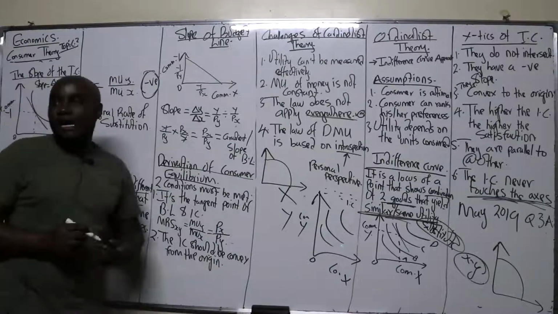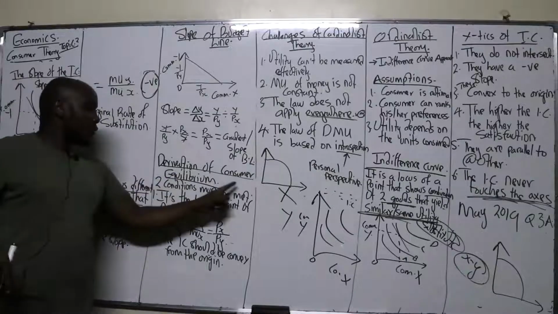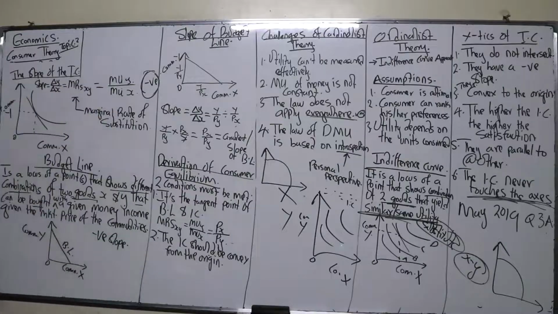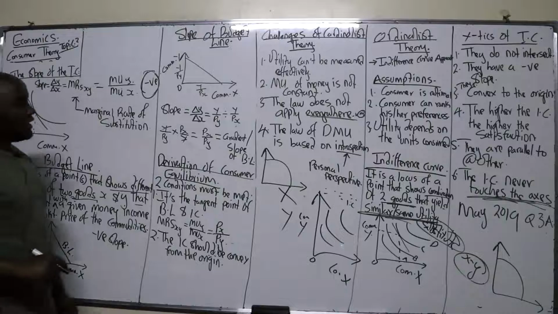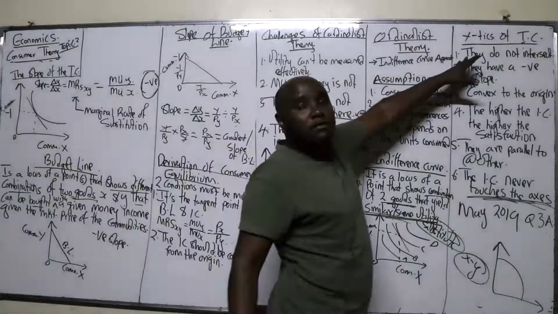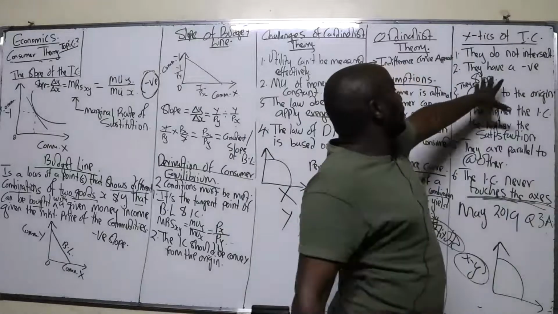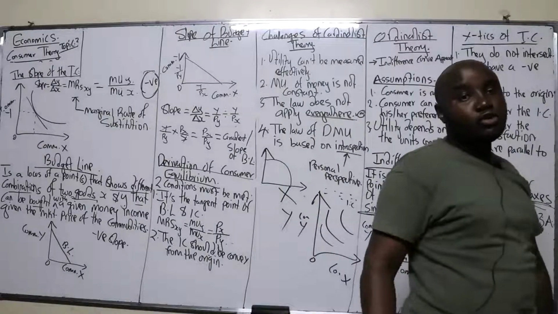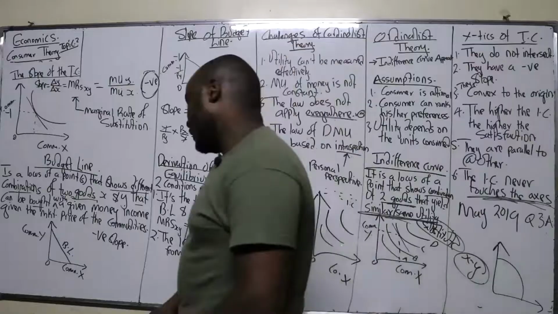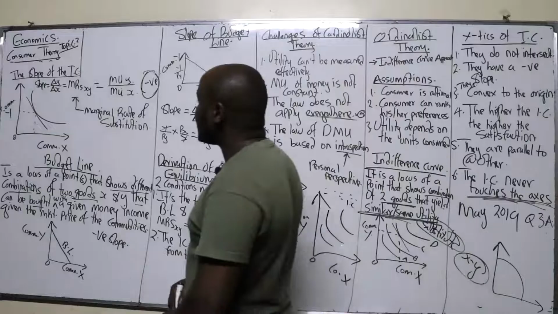If the examiner asks you other conditions that must be met for a consumer to be in equilibrium, in the aspect of ordinalist theory, you can add these others. You can say the indifference curve should not intersect. The indifference curve should have a negative slope, but these are the main ones.